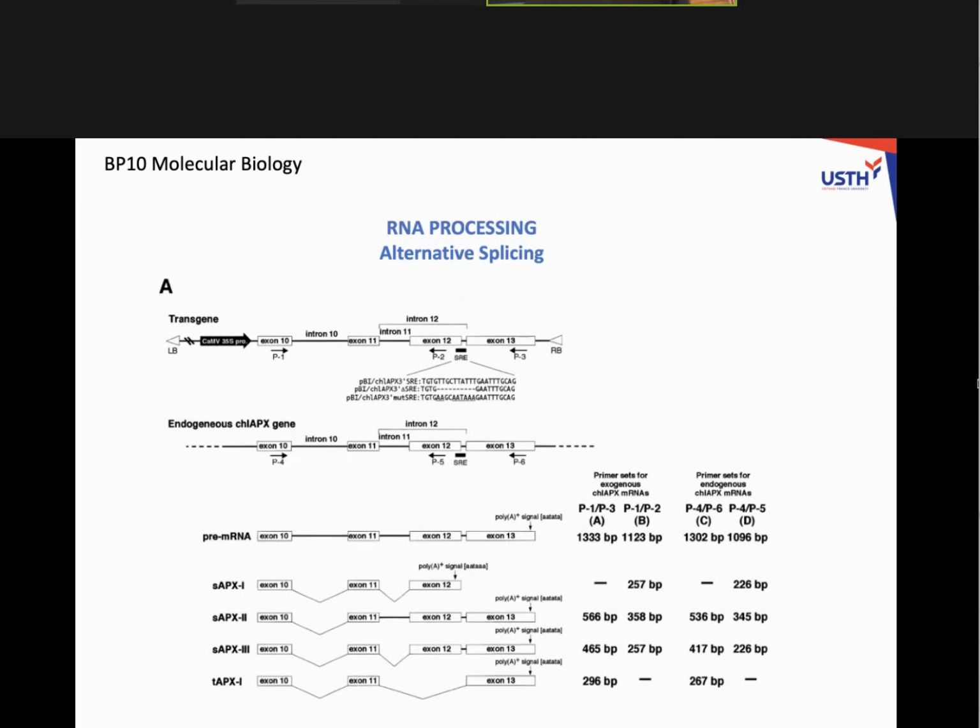I don't see what you are thinking. Is it okay for this alternative splicing? Yes. This also happened in a human, right? Yes. Not just only in... It happens in all eukaryotes.